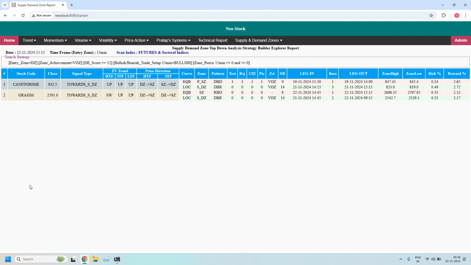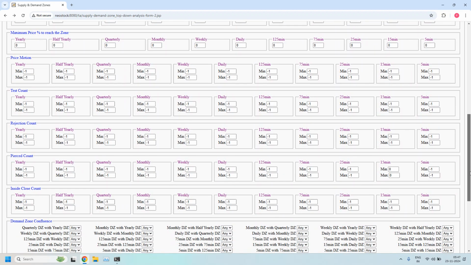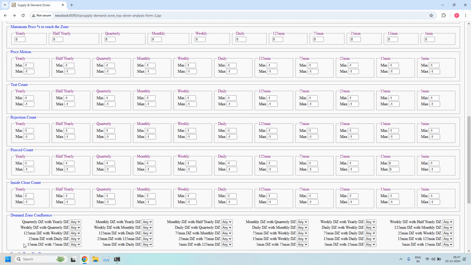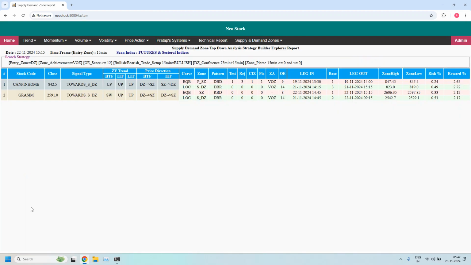Now we got 2 stocks. Currently only these 2 stocks are supporting bullish trade setup for daily income trade. The entry zones are 15 minutes demand zones. In these 15 minutes demand zones, any high probability stocks based on ITF confluence, let's verify. In the demand zone confluence, 15 minutes demand zone with 75 minutes demand zone confluence, we got both the stocks.